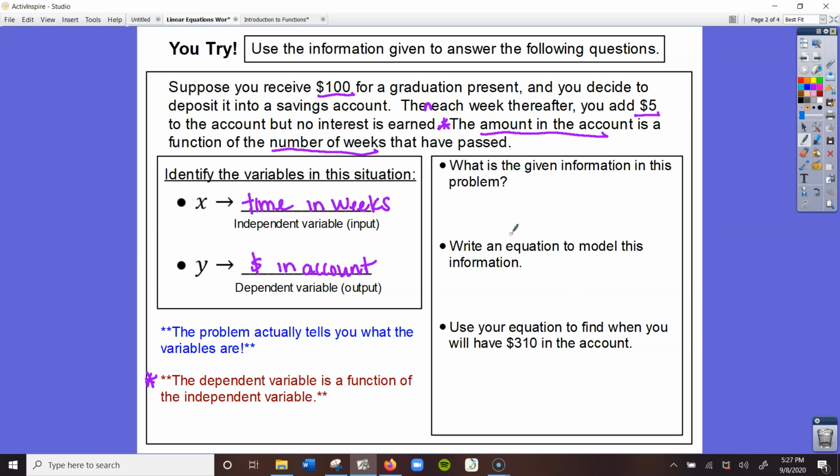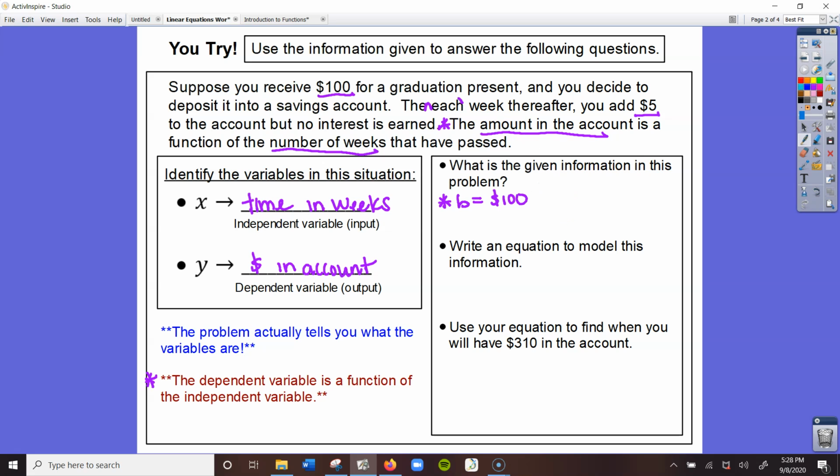Now we're going to look at what is the information that is given in this problem. We have this $100 that was given as a graduation present. This is the amount of money that we initially deposit into the account. That means that b is equal to 100.